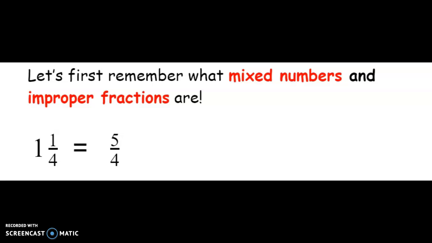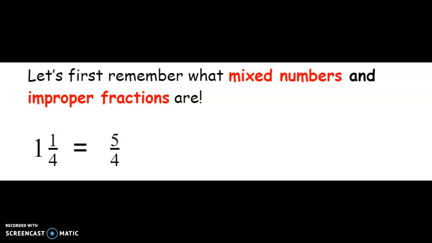Okay, let's take a look at our first mixed numeral, 1 and 1/4. To change it to an improper fraction, we need to multiply 4 times 1, then add 1, and carry it over to the numerator in the improper fraction. We also need to take the denominator and just carry it over, and that gives us our improper fraction.